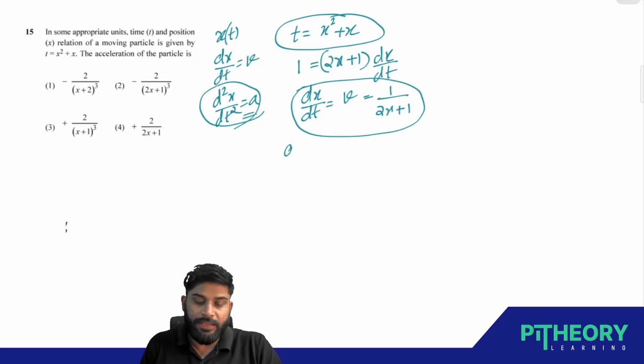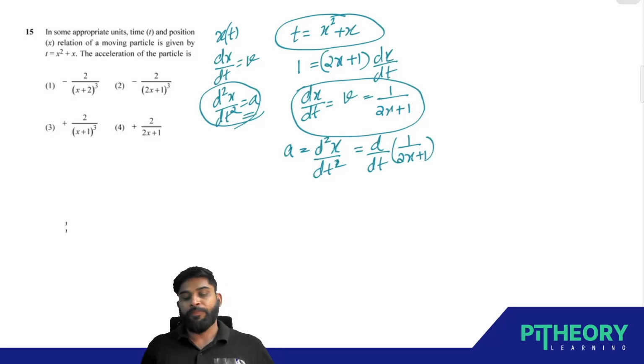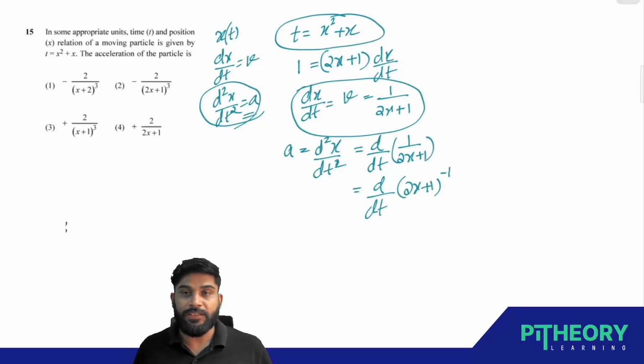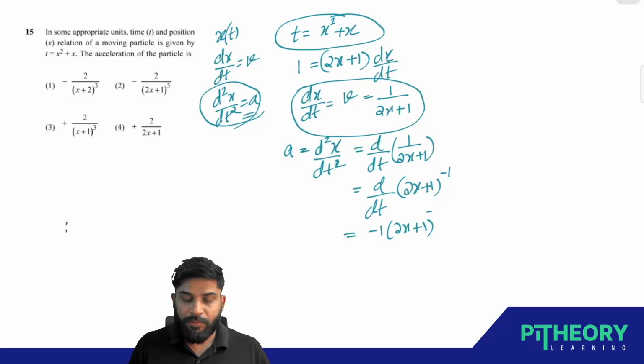So now acceleration you can find as d square x divided by dt square. That is equal to d by dt of dx by dt, and we already have the velocity relation 1 by 2x plus 1. How do we do this differentiation? 2x plus 1 whole to the power minus 1. How do you simplify this? Minus 1 into 2x plus 1 whole to the power minus 1 will come, into d by dt of this part also, which is nothing but 2x plus 1.